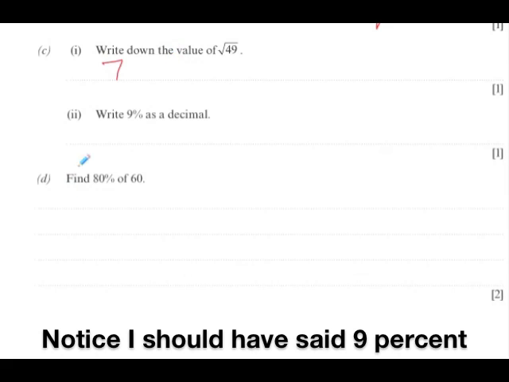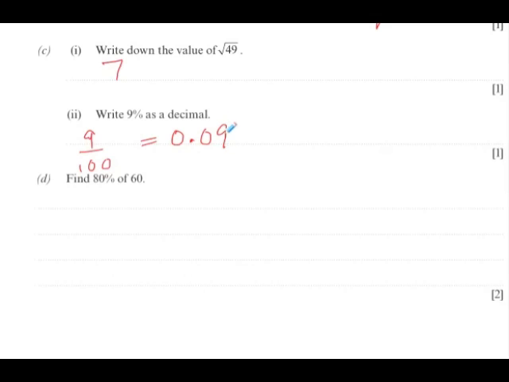Write 9% as a decimal. Well, 9% as a fraction is 9 over 100, which in decimals is 0.09. Okay, so that's your decimal.